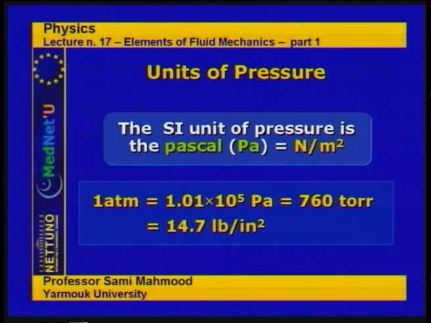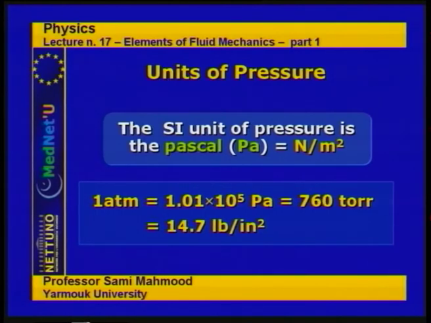That is 101,000 pascals. That is the value of the atmospheric pressure, the unit ATM, which is the atmospheric pressure at sea level. And another unit for measuring pressure is the so-called torr, where the relation between this unit and the other units is that one atmospheric pressure, which is 1.01 times 10 to the 5 pascals, is equal to 760 torr.